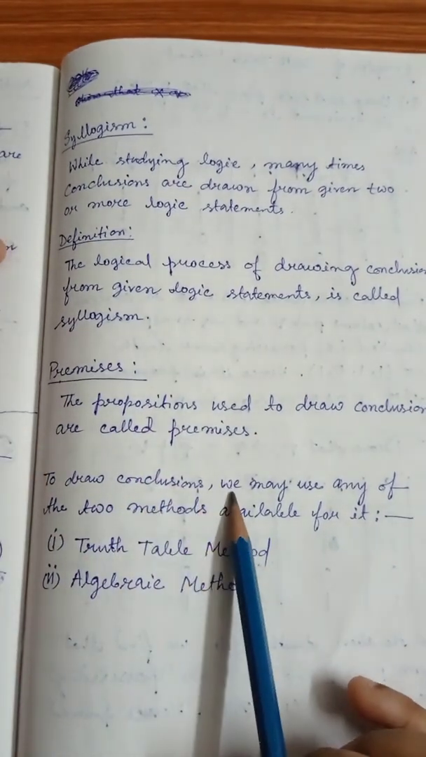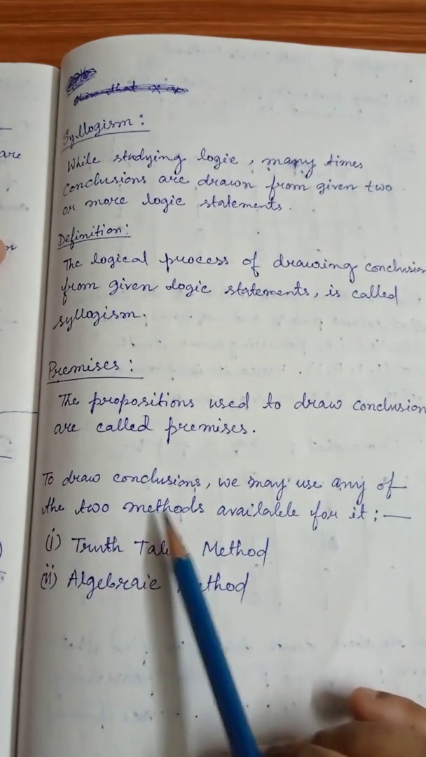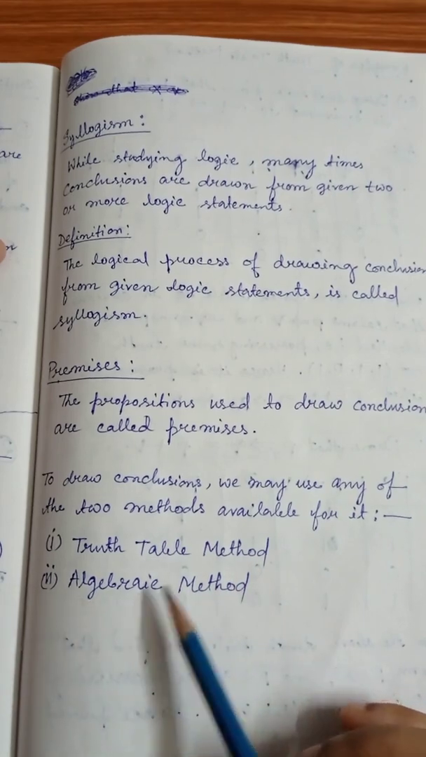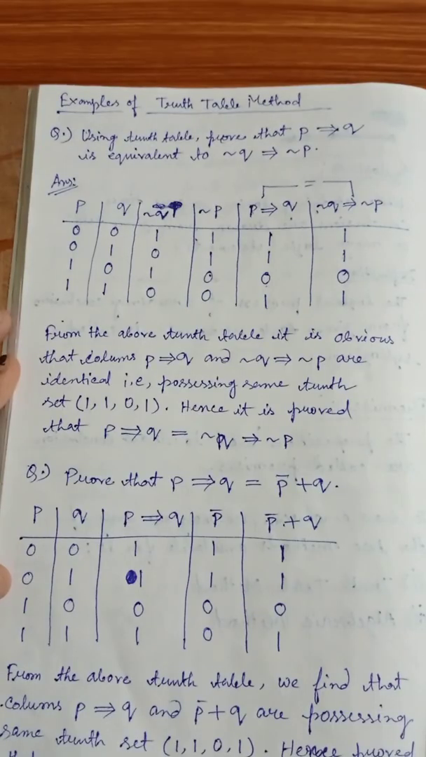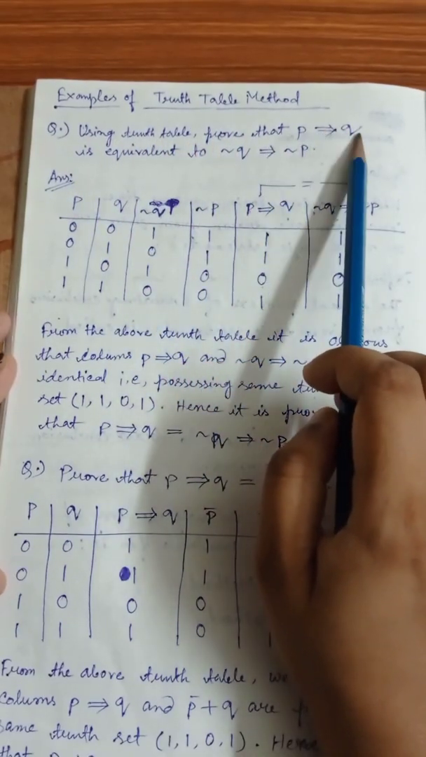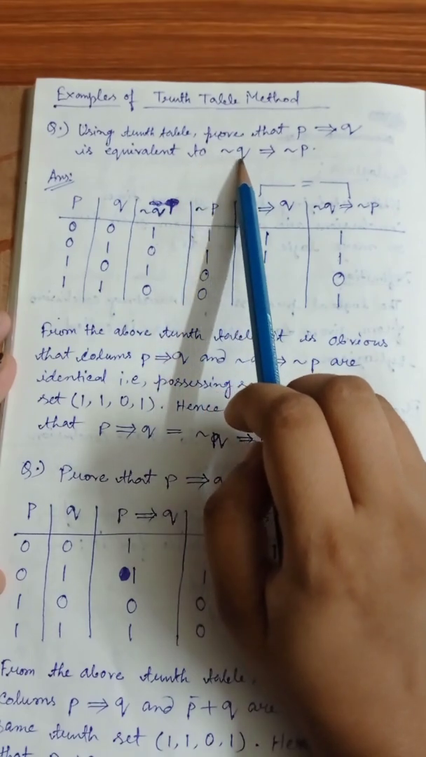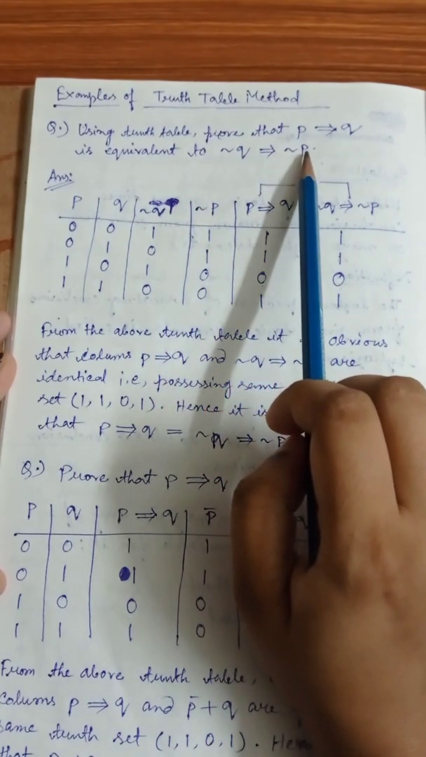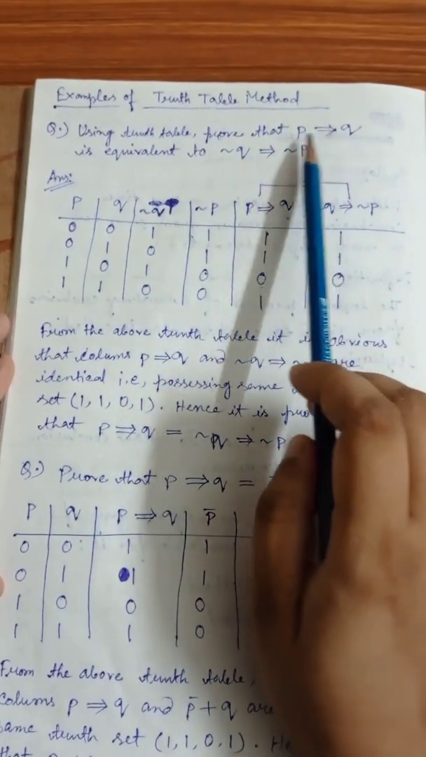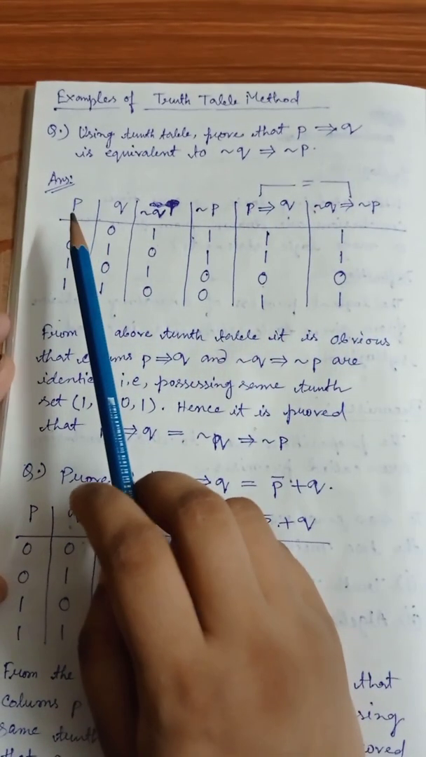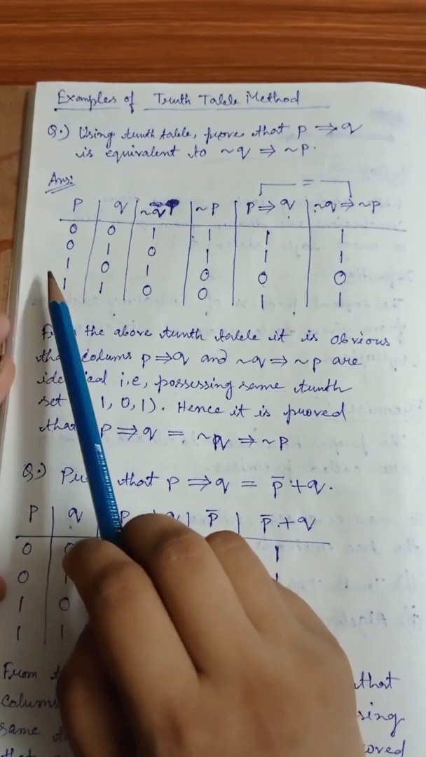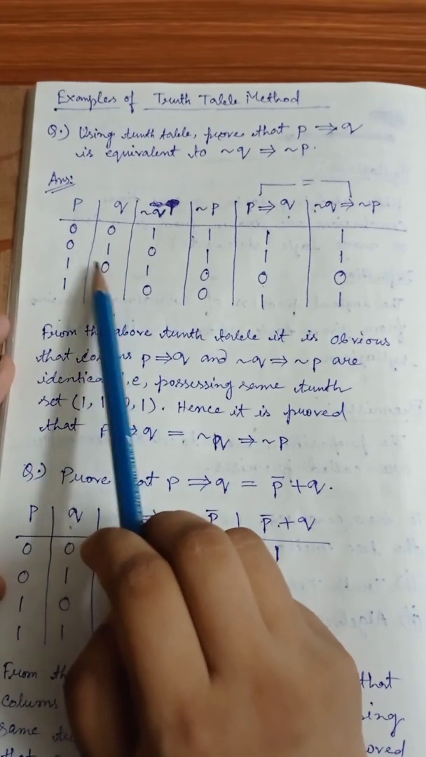To draw conclusions, we may use any of two methods. First method is truth table method. Second is algebraic method. Here is an example of truth table method. So using truth table, prove that P implies Q is equivalent to negation of Q implies negation of P. In this question, there are two propositions or two variables. So for two variables, we have four input combinations, which are 0 0, 0 1, 1 0, 1 1.